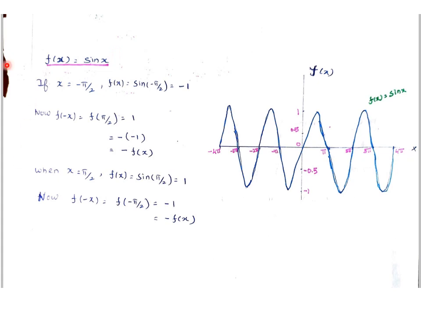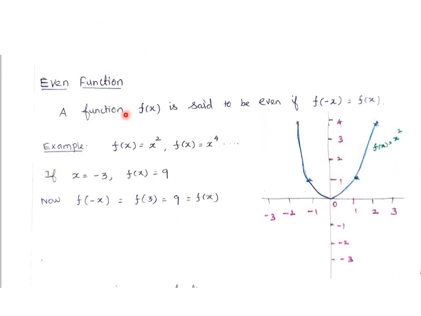Similarly, we can define an even function. A given function f of x is said to be even if f of minus x equal to f of x. While defining an odd function, we see that f of minus x equal to minus f of x, but when f of minus x is equal to f of x, we can say that this function f of x is an even function. Here let us give an example for given functions. F of x equal to x square, f of x equal to x power 4, that is, all even powers of x are examples for even function.